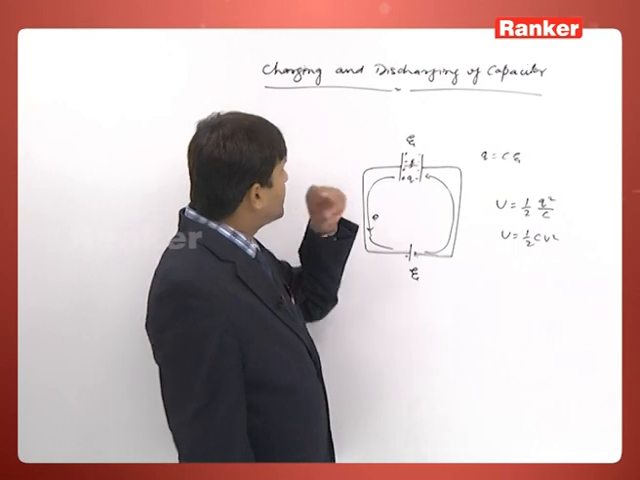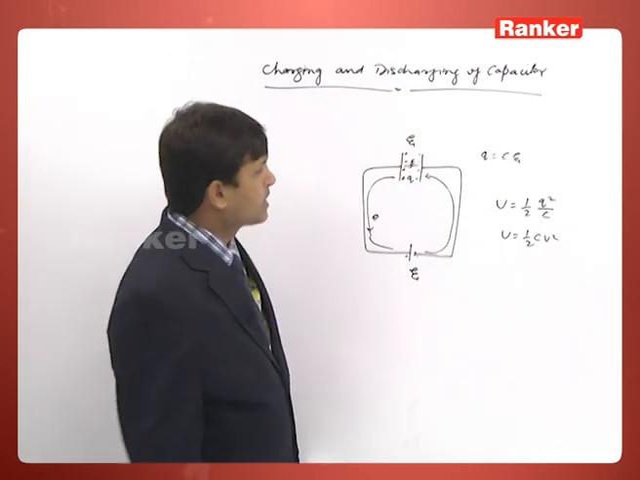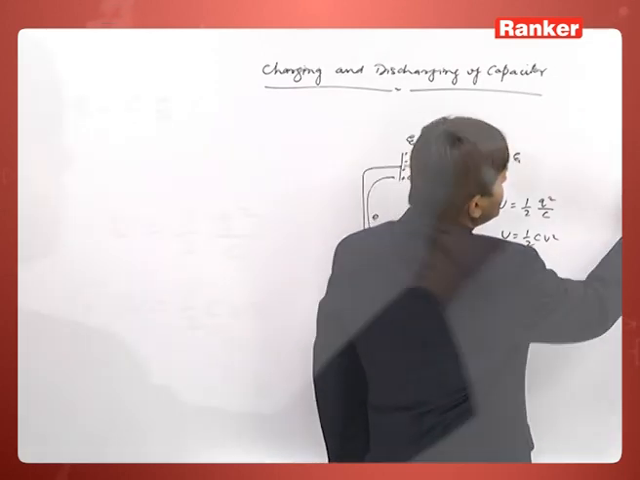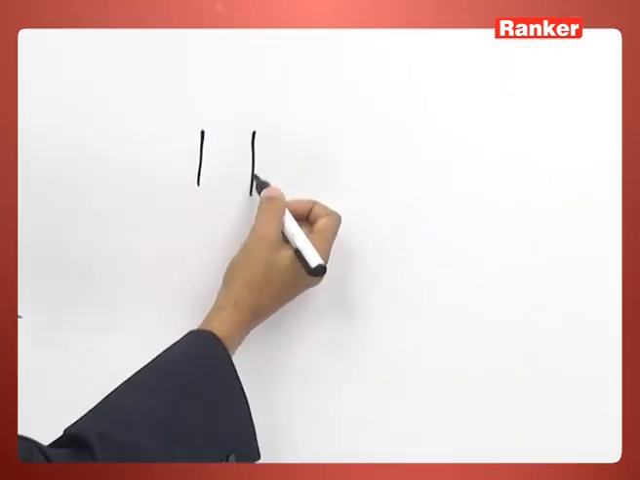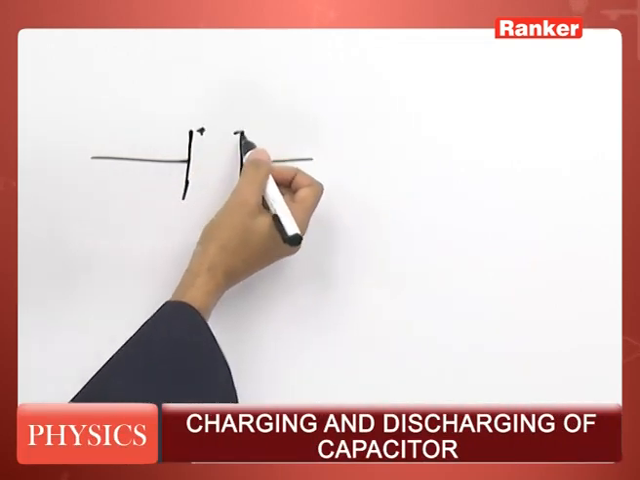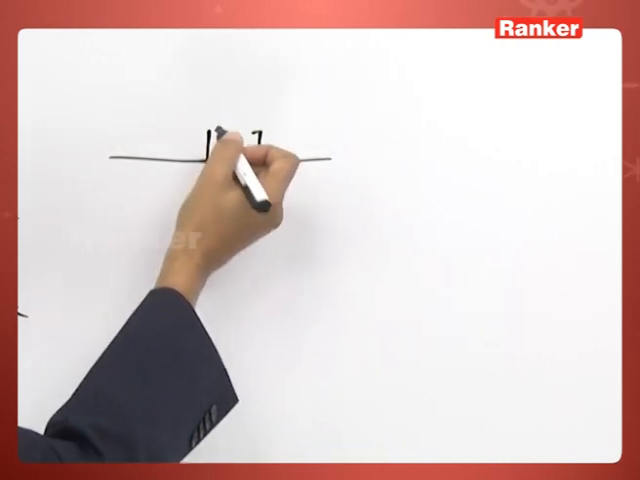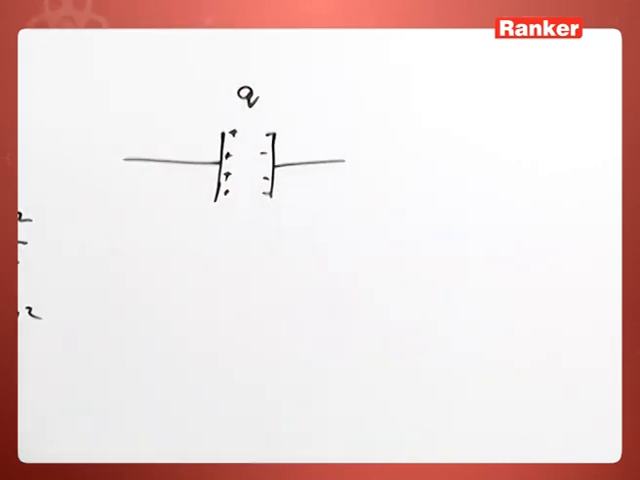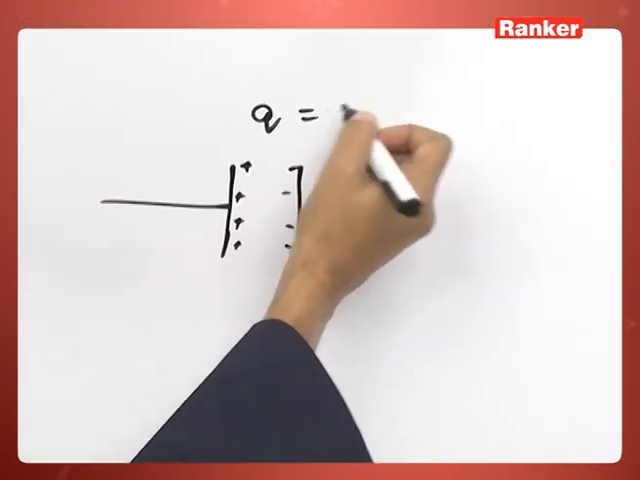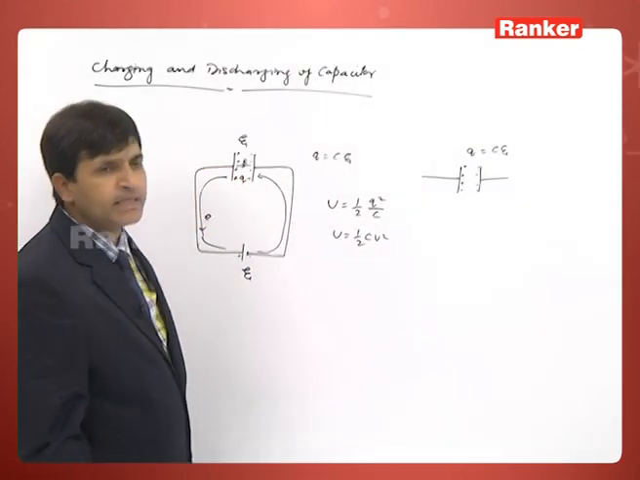Now when we have to discharge, meaning when the capacitor is supplying energy, let this be your charged capacitor. The charge on the positively charged plate is Q, while the negatively charged plate has charge minus Q, and this value is the same as in the previous case if we are considering the same situation.